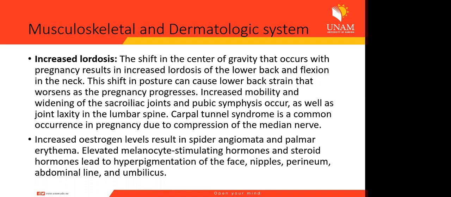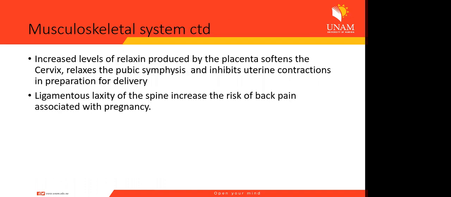Interestingly, there's an increase in carpal tunnel syndrome, which may be due to compression of the median nerve. Increased estrogen levels result in spider angiomata and palmar erythema. Elevated melanocyte-stimulating hormones and steroid hormones lead to hyperpigmentation of the face, nipples, perineum, abdominal line, and umbilicus. All right, I mentioned this before.